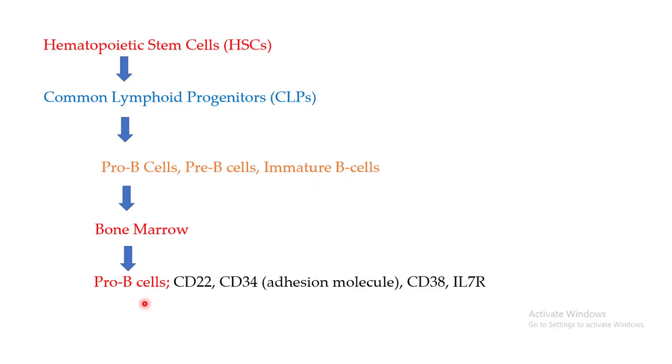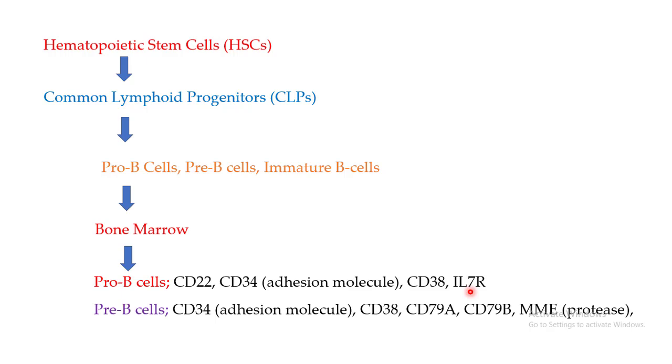If you look at the pro B cell, they are going to produce specific markers like the CD22, the CD34, which is actually an adhesion molecule, the CD38, and the IL7R. The CD34 is an adhesion molecule, and the CD22 and CD38 are actually the receptors present on these pro B cells. When you talk about the pre B cells, just like the pro B cell, they are going to have the CD34 adhesion molecule and CD38. You are going to have CD79A, and you are not going to see any CD79A on the pro B cells.